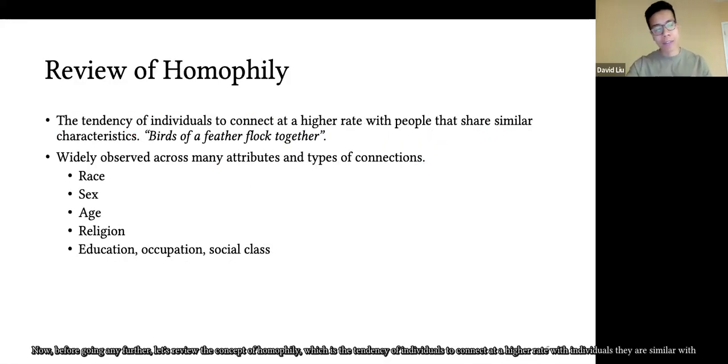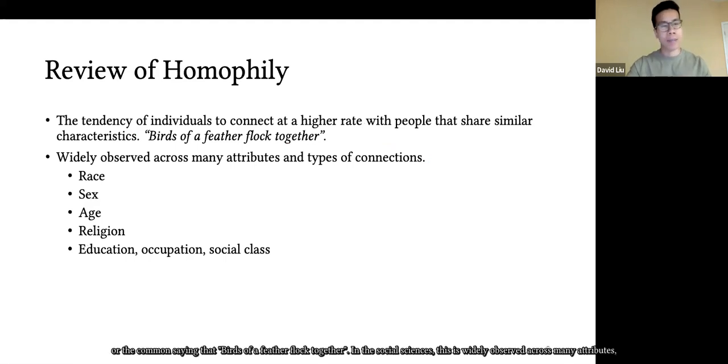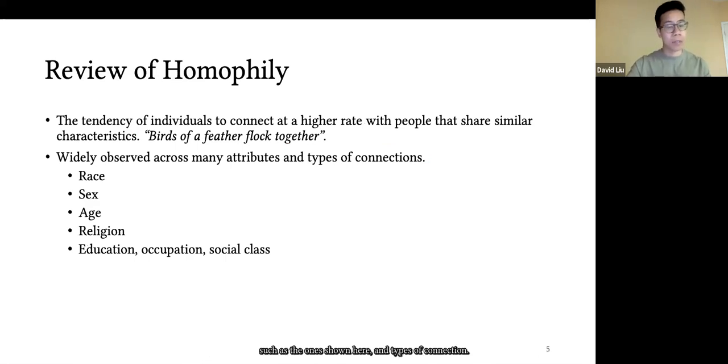Now, before going any further, let's review the concept of homophily, which is the tendency of individuals to connect at a higher rate with individuals they are similar to, or the common saying that birds of a feather flock together. In the social sciences, this is widely observed across many attributes, such as the ones shown here, in types of connection.